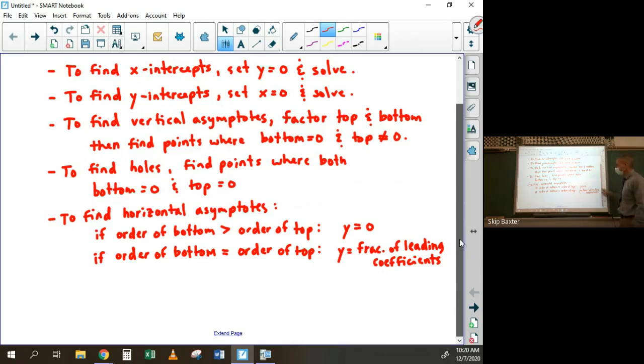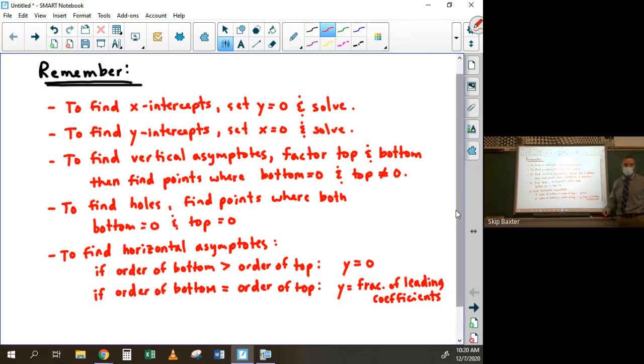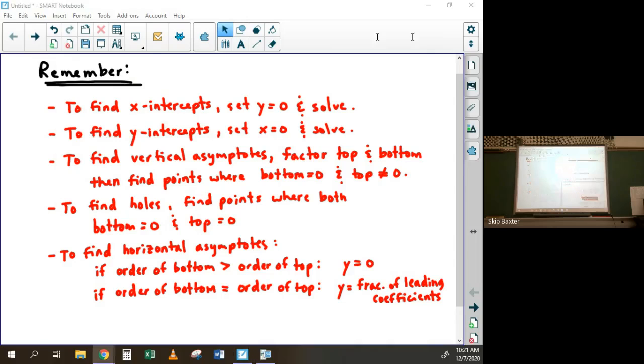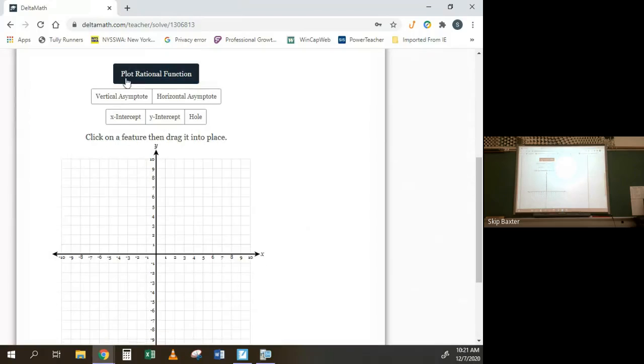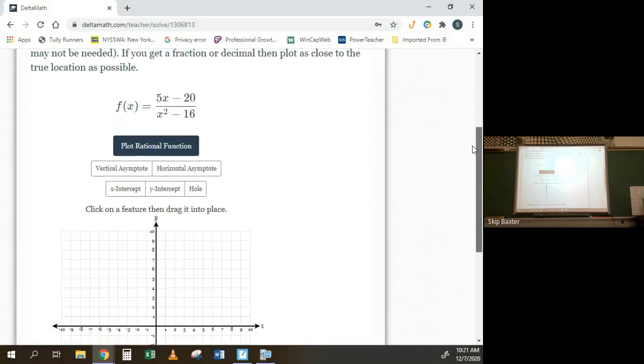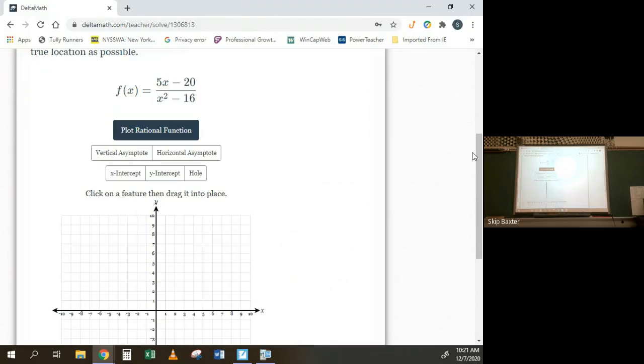Okay, so those are the 5 things that they're combining on tonight's homework. So let me work through a couple problems with you so you can see how it works. So here's a typical question. They just want you to do each of these 5 things: vertical asymptote, horizontal asymptote, x-intercept, y-intercept, and hole.